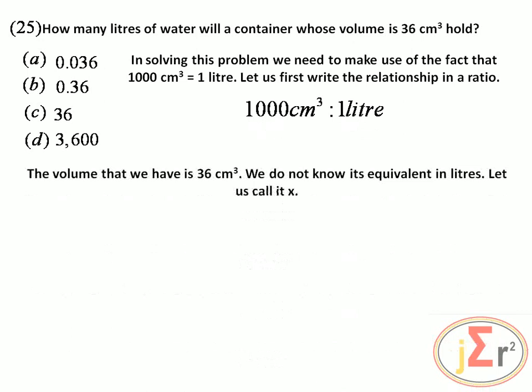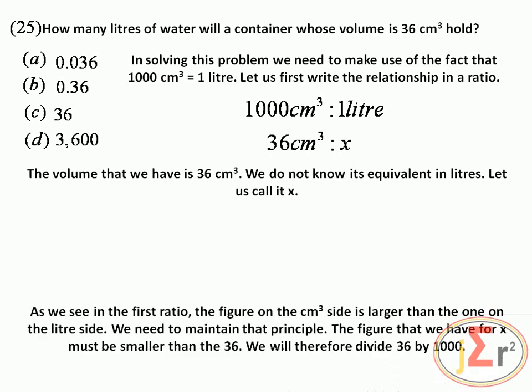The volume that we have is 36 centimeters cubed. We do not know its equivalent in liters. Let us call it x. So on the centimeters cubed side, we'll have 36 centimeters cubed, and the volume in liters we'll just have x because we do not know what it is as yet.